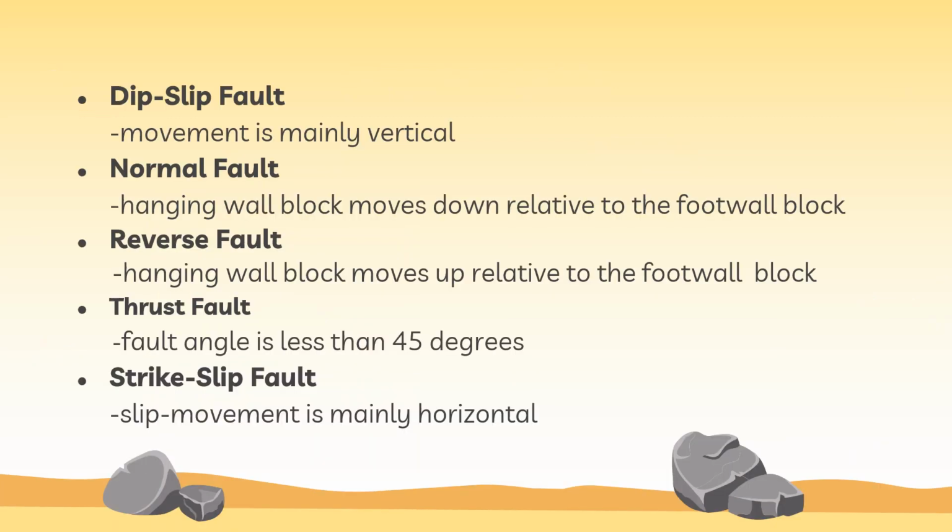We have these kinds of faults: dip slip fault, in which movement is mainly vertical; normal fault, where the hanging wall block moves down relative to the footwall block; reverse fault, where the hanging wall block moves up relative to the footwall block; thrust fault, where the fault's angle is less than 40 degrees; and lastly, strike slip fault. The slip movement is mainly horizontal.